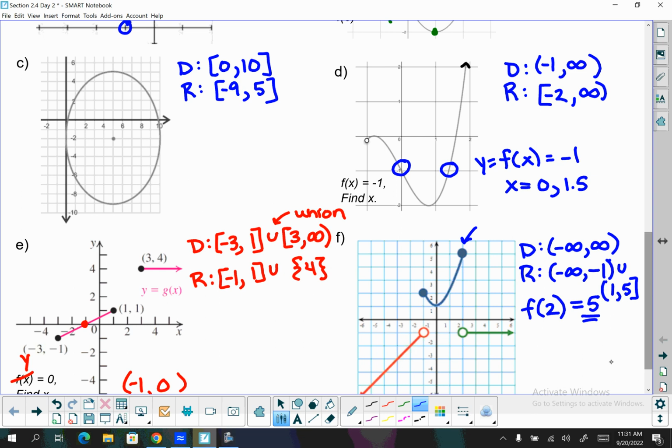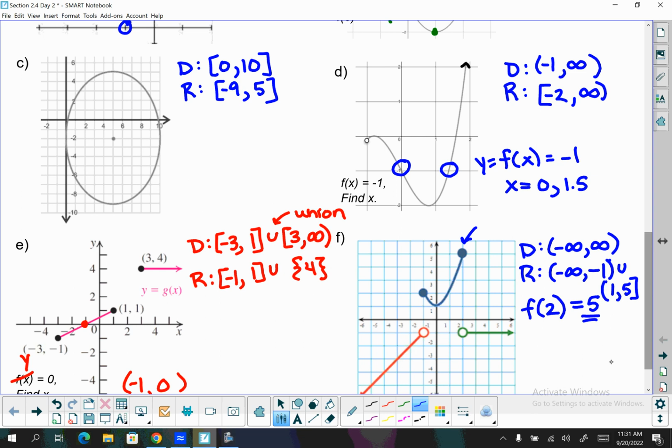And then this one's tricky. This means y is -1. There are 2 places on this graph where, you can even put your horizontal line there if you want to, I have a y value of -1. There's 2 positions on that graph. You gotta look everywhere left and right. And that happens when x is 0 and x is about 1.5.